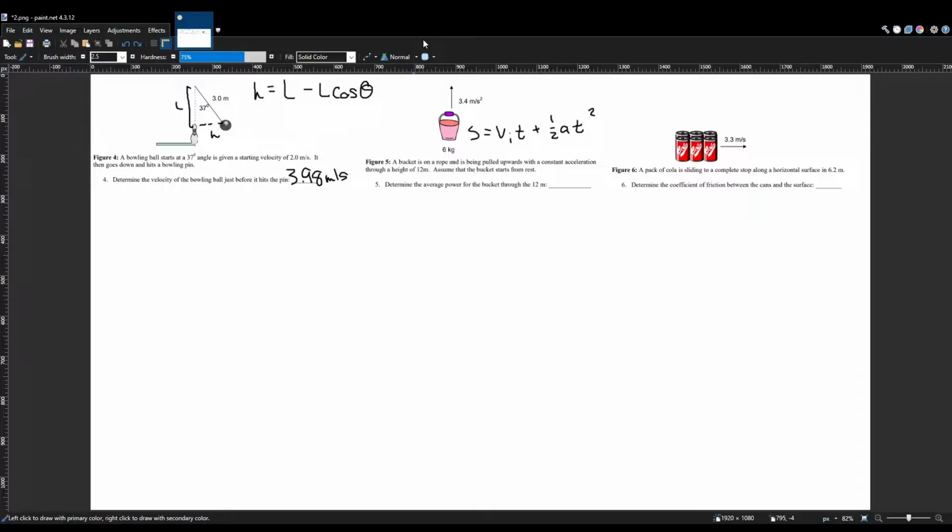Alright, question 5. This one reads, a bucket is on a rope and is being pulled upwards with a constant acceleration through a height of 12 meters. Assume that the bucket starts from rest. And we are tasked with determining the average power of the bucket through the 12 meters. So this one is a multi-step question, but it's nothing we can't handle. So we're going to go ahead and use forces to solve this because that's what we need to get this part of it done.